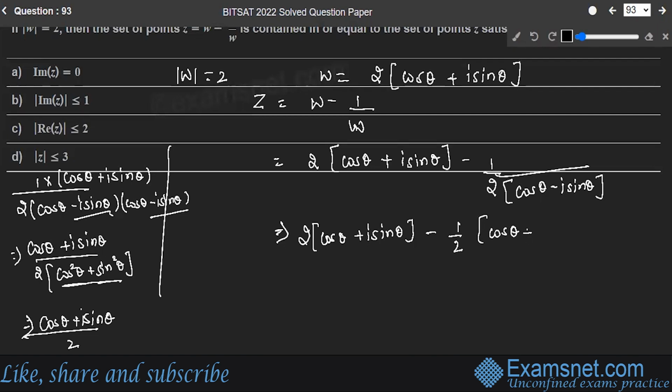cos theta plus iota sine theta. Or this becomes equal to, sorry, there was a mistake. Here was plus and this whole thing will now change.